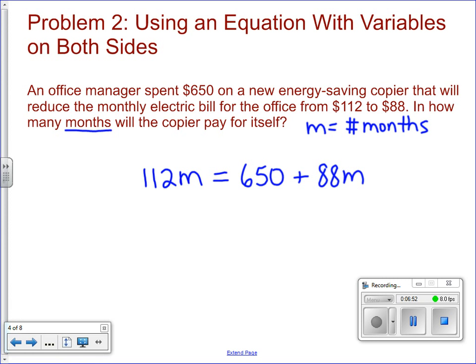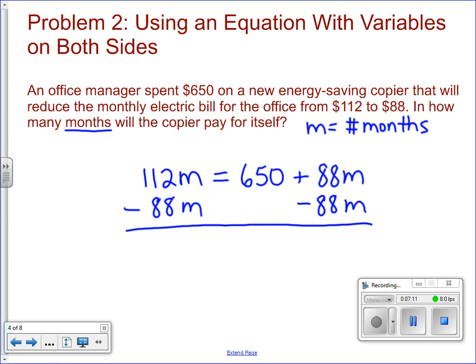Since 88 is smaller than 112, I'm going to subtract 88M from each side. Whenever you have variables on both sides, you want to make that your first priority, to get the variable on just one side of the equation. On the right side, you can see that plus 88M minus 88M cancels out. On the left-hand side, 112M minus 88M would be 24M.